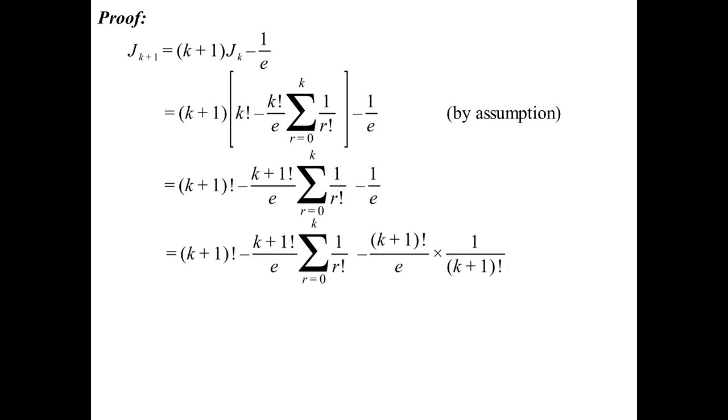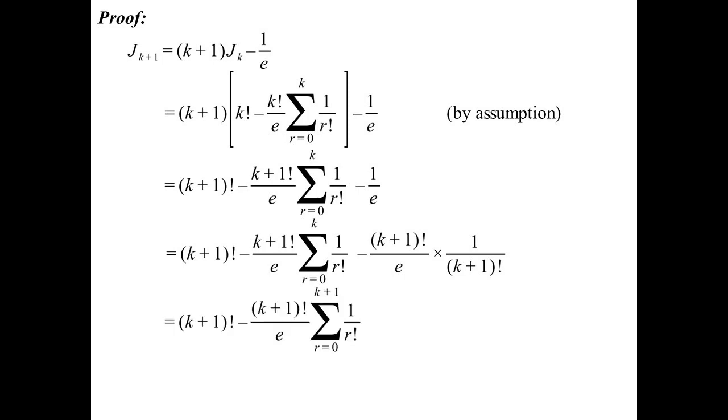The 1 on e, I'm just playing with the 1 on e because I need to pull it into the sum. So I need to somehow get this k plus 1 factorial on there. So I've made it k plus 1 factorial on e, but to do that I've got to multiply it by 1 on k plus 1 factorial. I haven't touched the sum yet.